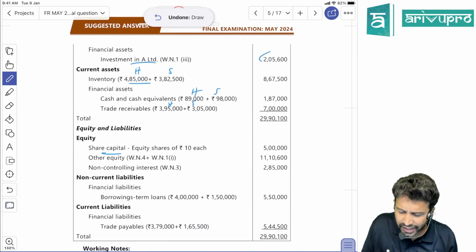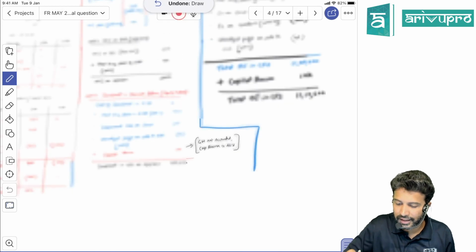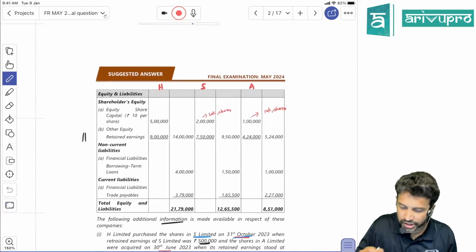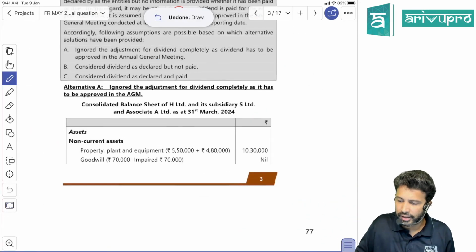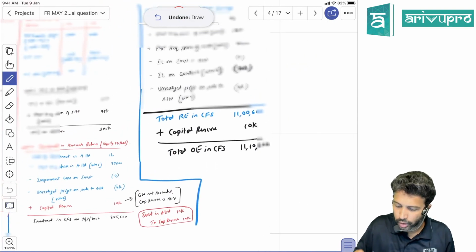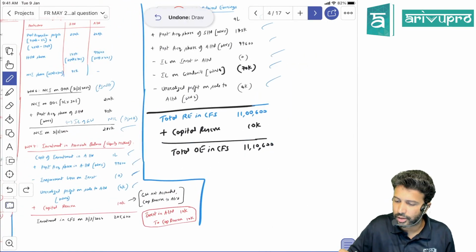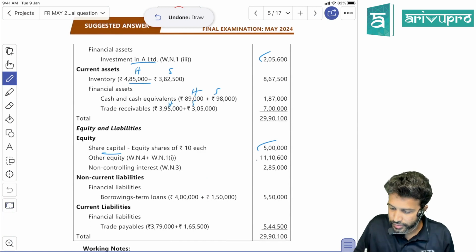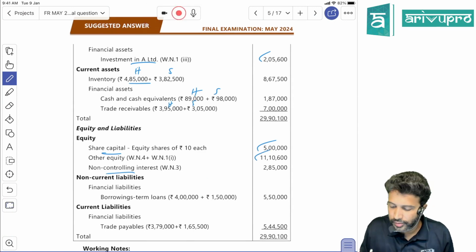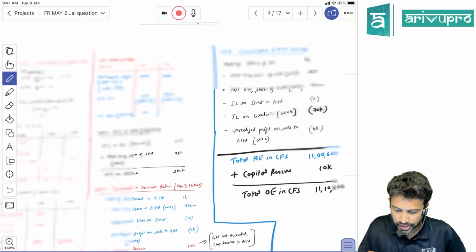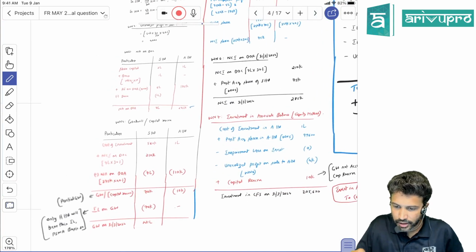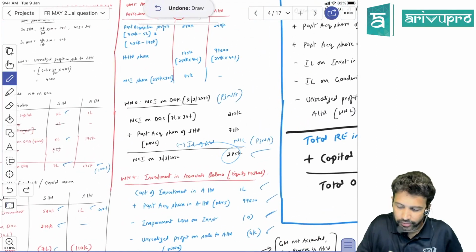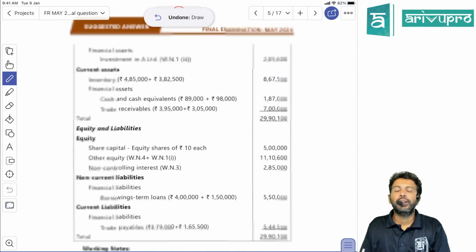In equity, only share capital of the parent will come. What is the parent company's share capital? 5 lakh. And retained earnings and other equity we have already worked out. Total other equity is 11,10,600. That's what they must have shown, 11,10,600. Then NCI also will come from the working note. Our working note says NCI is how much, sir? There is NCI here, 2,85,000. That's what they have shown, 2,85,000.